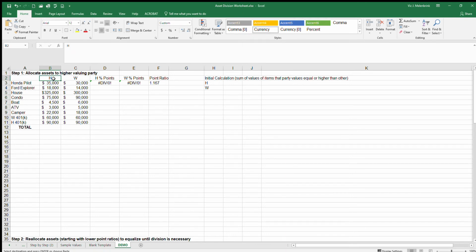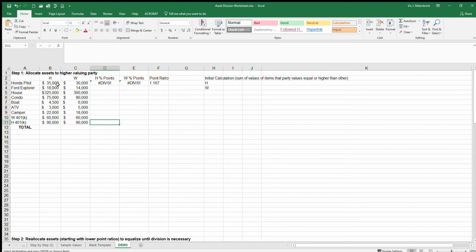So, for example, husband in our made-up situation values the Honda Pilot at $35,000. Wife values it at $30,000. Husband values the Ford Explorer at $18,000. Wife at $14,000. The house, husband at $325,000. Wife at $300,000, and so on. So they have different values for each of these assets, except for the last two. The last two are 401ks that are specific or determined asset amounts. So they each have the same. The wife's 401k is $60,000. The husband's is $90,000. There's no dispute about that. They value those equally because that's how much is in each of those accounts.